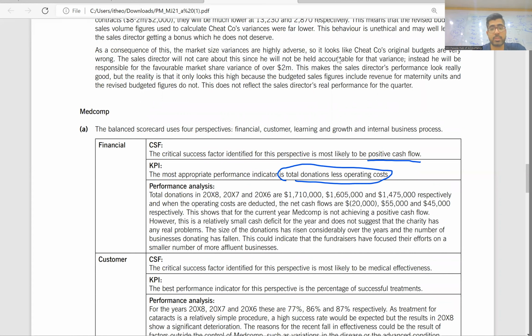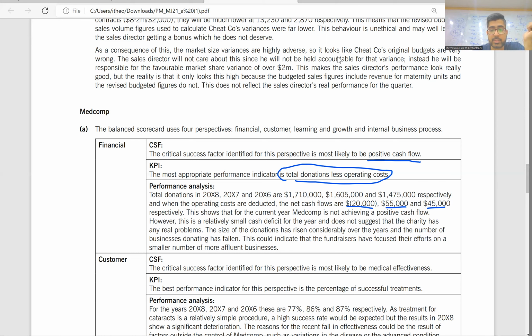Once you do inflows and outflows as the critical success factor, KPI. Now use this indicator to measure performance. Total donation in 2008, 1,710,000 and 1,605 and 115. Number of donations multiplied by size of donation. And when operating costs are deducted, net cash flow, remember 20,000 negative, 55,000 and 45,000. This shows that for the current year, Medcomp is not achieving a positive cash flow. That's what I told you. However, this is a small cash deficit, does not suggest that it has problems, not a big deal.